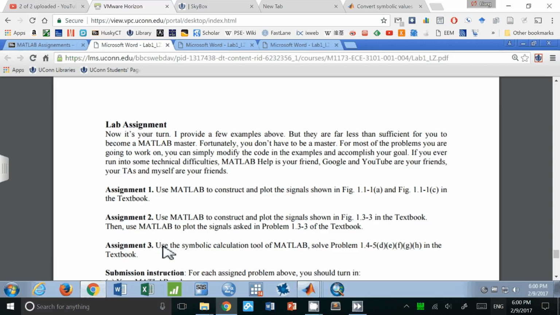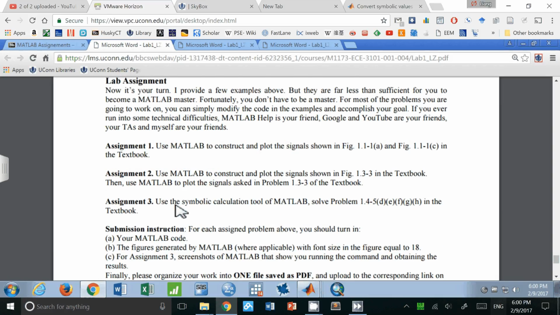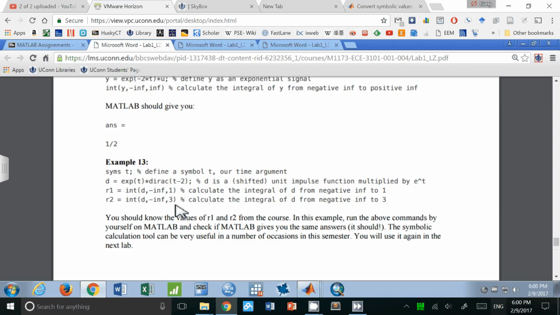Assignment number 3 is to use the symbolic tool to solve the integral related to the Dirac or the delta function. You did this by hand. Now you're going to play with it using MATLAB. The way to define a symbolic signal can refer to this example. The only thing you need to change is how to now define your D, and also how you define the interval. Are you doing negative infinity to plus infinity, or the integral from a specific range?